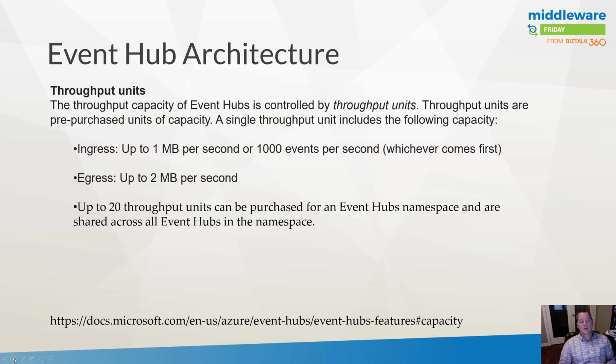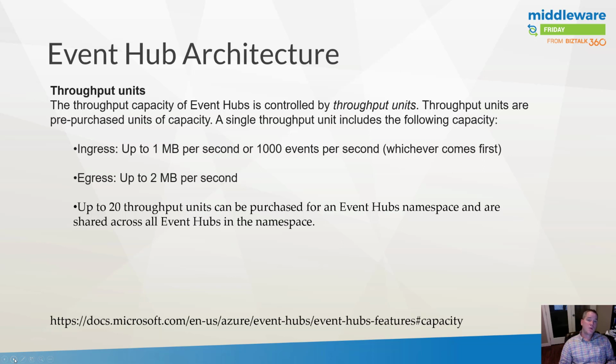Now, another important concept of Azure Event Hubs architecture is throughput units. So once again, from the documentation, the throughput capacity of an event hub is controlled by throughput units. Throughput units are pre-purchased units of capacity. A single throughput unit includes the following capacity: the ability to ingress or ingest up to 1 megabyte per second or 1,000 events per second, whichever comes first. That's an important distinction.